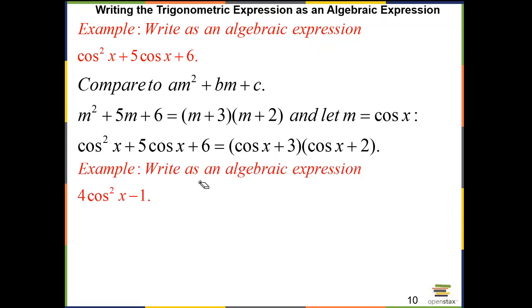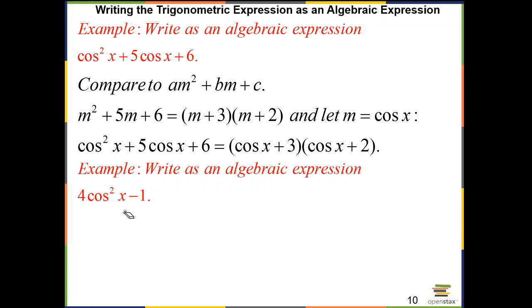Here's another one in terms of algebraic expression. This looks like a difference of two squares. This looks like a quadratic expression, right? That's quadratic. So we call these quadratic in form. They have a form of quadratic, so we can think of cosine as m or some other variable, it doesn't matter, and then convert it to an algebraic expression.